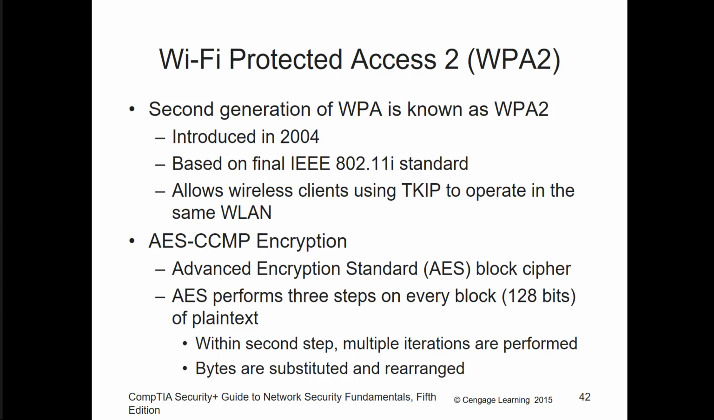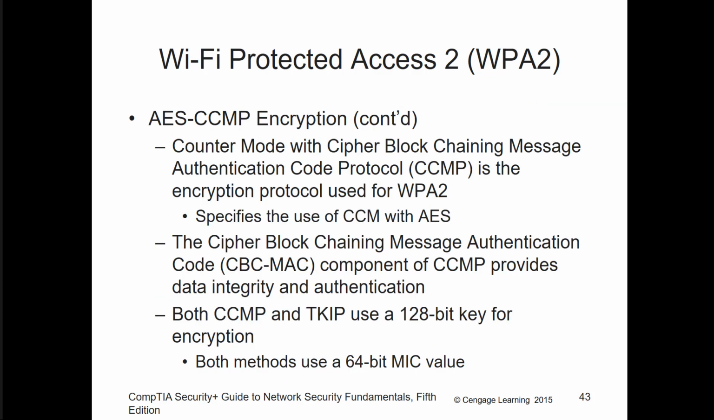WPA2 came out a little bit later, and it does allow wireless clients using TKIP to operate in the same wireless LAN, but it replaces it with AES-CCMP. In all honesty, AES is a block cipher. AES performs 3 steps on every block, so it makes it a little bit more complex, but it makes it a lot harder to break. It does allow for encryption. The Counter Mode with Cipher Block Chaining Message Authentication Code, CCMP, is the encryption protocol used for WPA2.